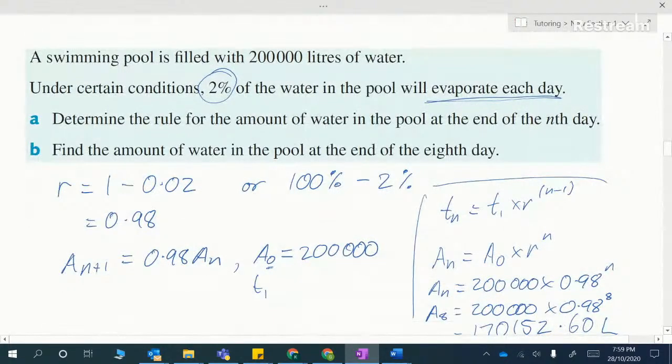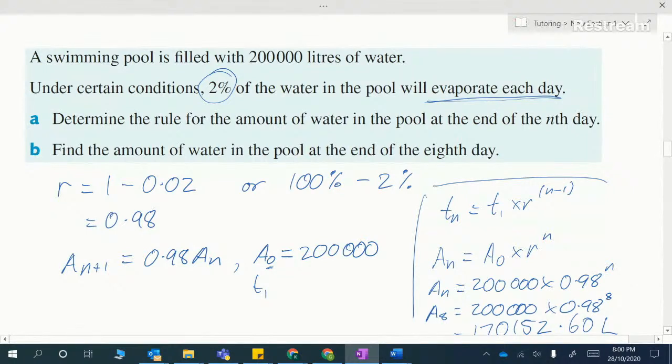Growth means numbers going up. Decay means numbers going down. In geometric sequences, if the R value is greater than 1, the numbers will go up and therefore it's growth. If the R value is less than 1, the numbers will go down and therefore it's decay. So you're looking for keywords that tell you whether it's growth or decay.